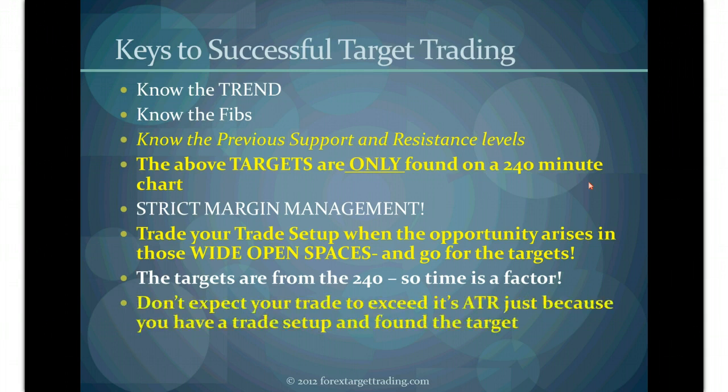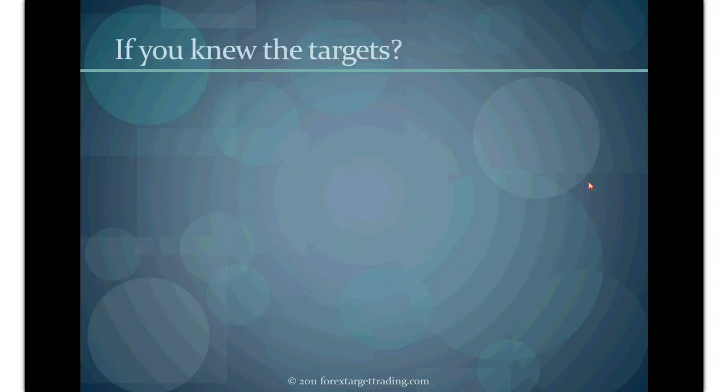All right? Don't expect your trade to exceed its average true range just because you have a trade setup and found the target. When you're in the room, you'll see Pip is posting the ATR of each currency for you. The ATR of this currency is 109 pips. Well, if our target is 200 pips away and it only does 109 pips in a day, we now know it's a 2-day trade, and that would be a position trade. All right. If the ATR is 109 pips and we've already done 60 pips, but our target is still 60 pips away, we could see that we could still get to that before we run out of time.